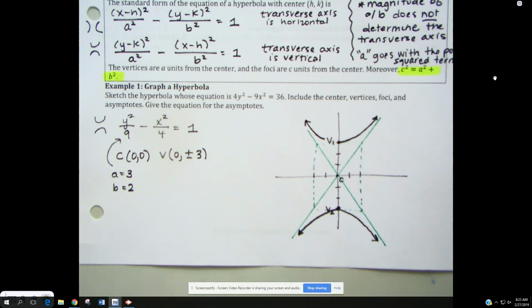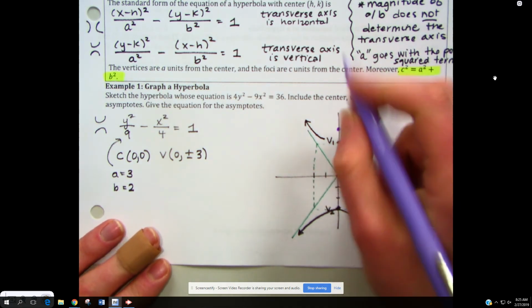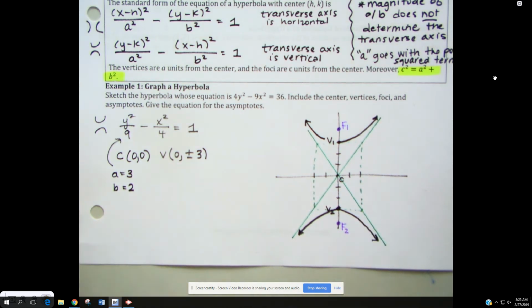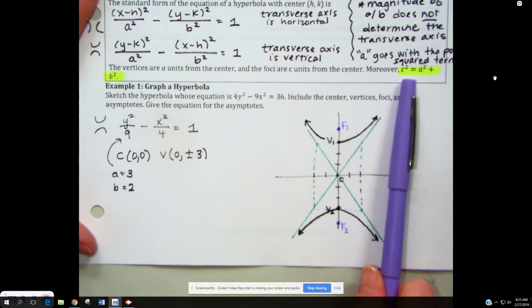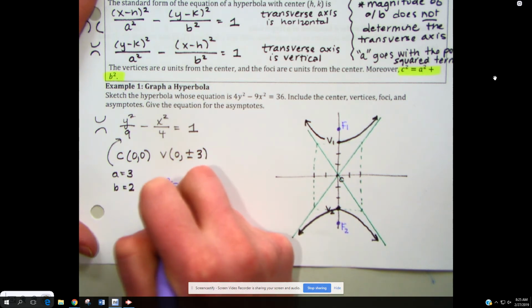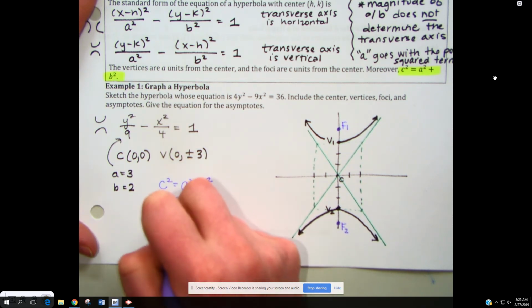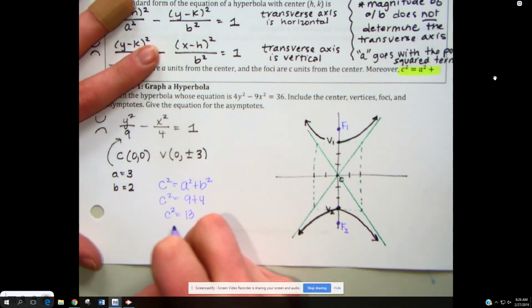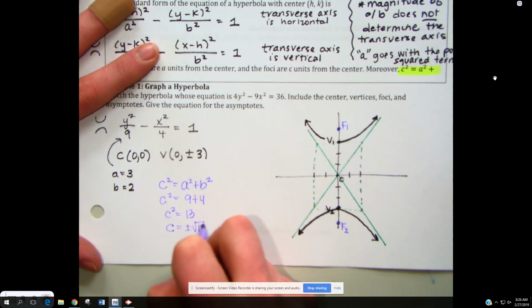So let's double check. We found the center, we found the vertices. We are missing the foci, right? So that's the next thing we need to do. My foci should be inside of, right, inside of each of those bowls. So there would be 2 of them. And remember, I'm going to calculate my c value. My distance from center to foci, or to each focus, would be c squared equals a squared plus b squared. So here, c squared is 9 plus 4, or c squared is 13. C then would be plus or minus the root of 13.